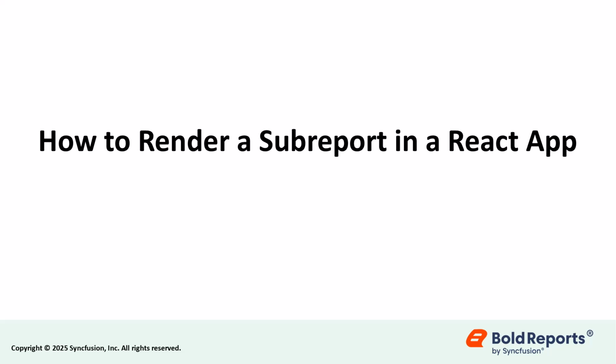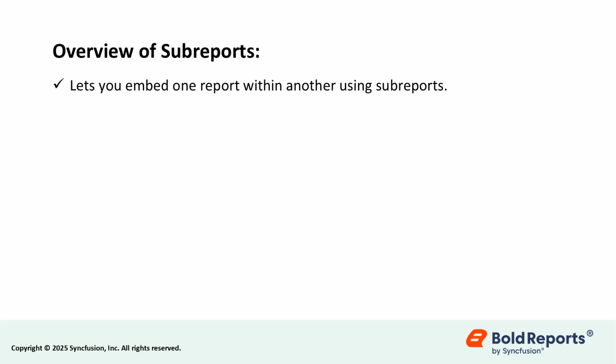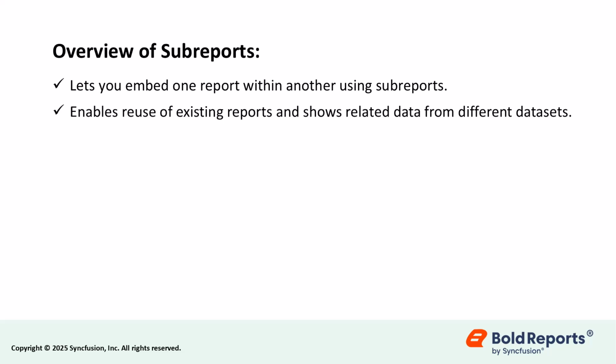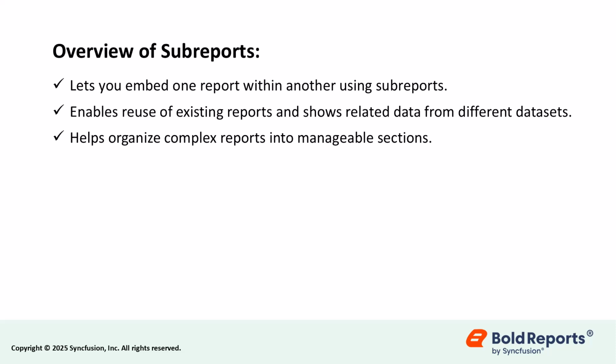In this video, I will show you how to render a subreport in your React application using ASP.NET Core Web API services. A subreport is a report item that references another report and acts as a container to display one report within a main report. It allows you to reuse existing reports within other reports, display related data from different datasets, and organize complex reports into manageable sections.